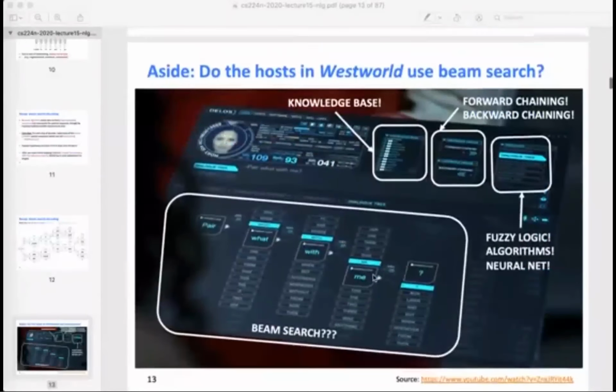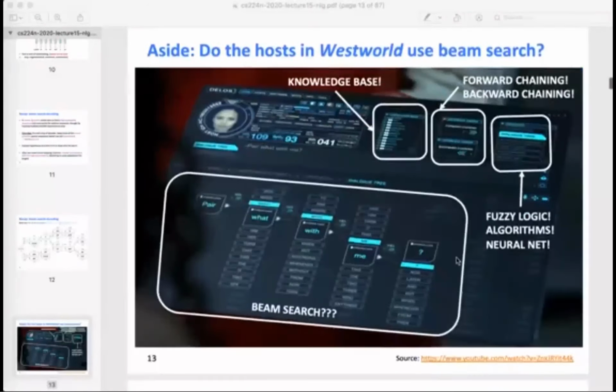The professor actually gave us a really good example of what the world thinks of beam search, I guess. So basically, when she was watching Westworld, she saw this user interface. She saw this AI looking at this interface where there's this dialogue generation. And it really looks like beam search. So it's kind of fun. And also she saw those fun terminologies like knowledge base, forward chaining, backward chaining, backward propagation, and also fuzzy logic, algorithm, and neural net. So that's actually pretty cool.